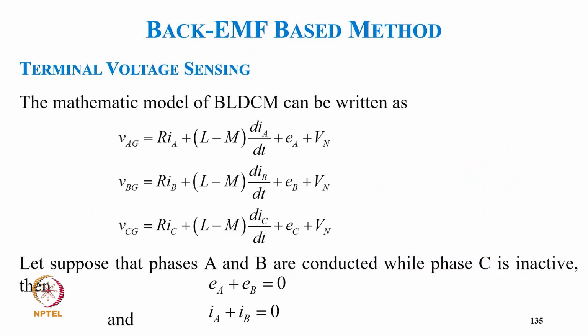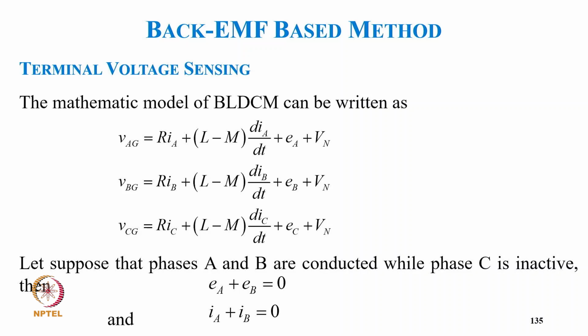So we can get a mathematical model of BLDC also. VAG equal to R IA plus (L minus M) dIA/dt plus EA plus VN, VBG equal to R IB plus (L minus M) dIB/dt plus EB plus VN, and VCG equal to R IC plus (L minus M) dIC/dt plus EC plus VN.